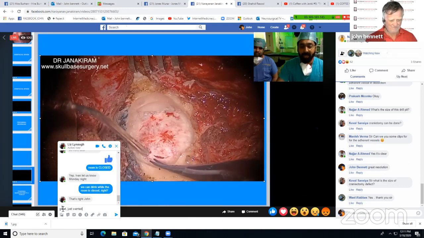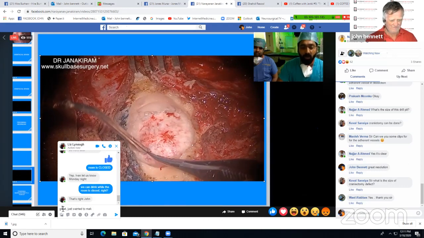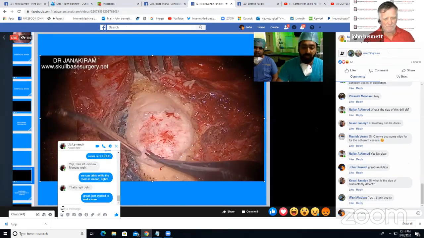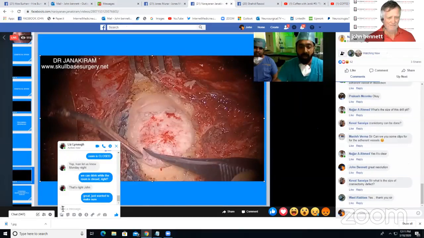Manish is asking, can we use some clips for the adherent vessels? We usually don't use clips.